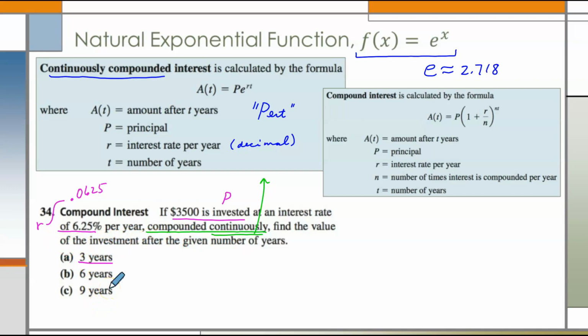Okay, so let's get going. We have A equals PE to the RT. We have $3,500 invested, so we're going to fill that in for P. Then we're going to multiply that by E raised to the interest rate, 0.0625, times time, and for part A, time is 3 years.